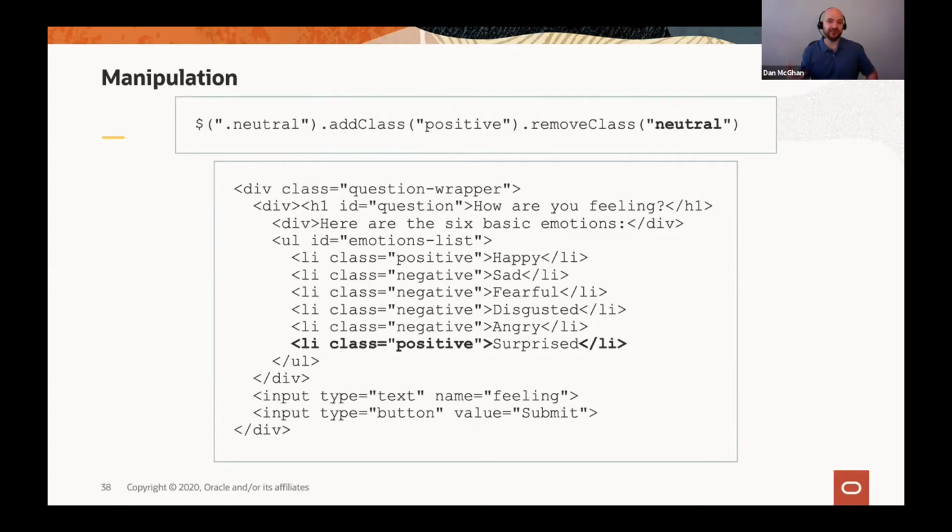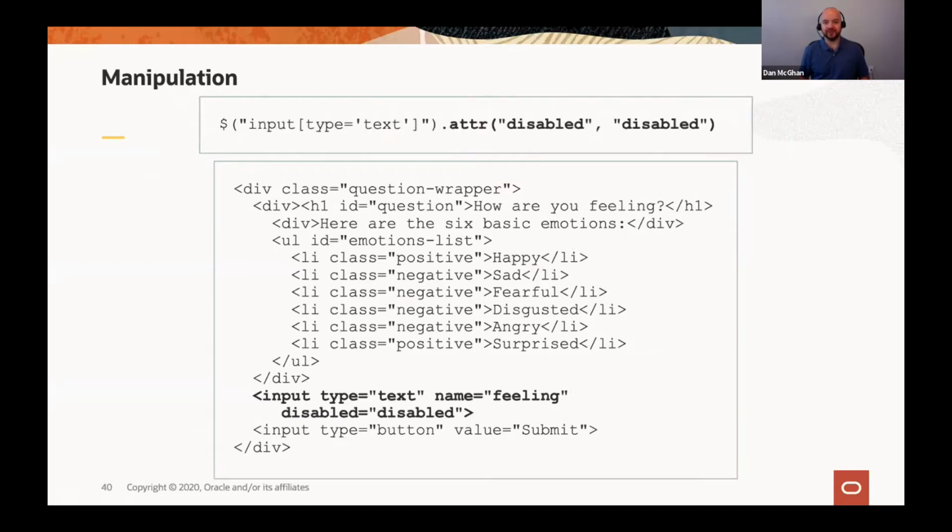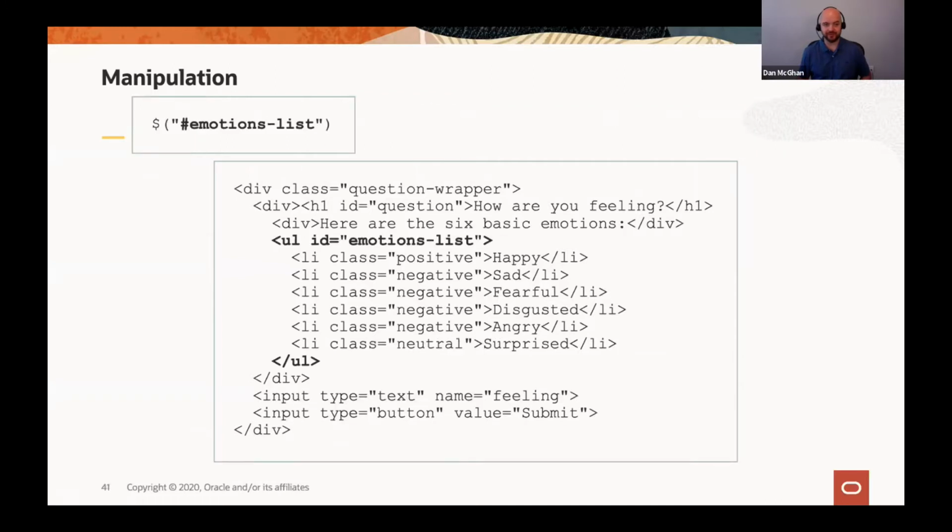And this is another one of these things that made the API really easy and fun to use, not something you're going to find in the native DOM APIs. In this case, again, it's a little bit more of an advanced selector we'll touch on in a moment, but I'm selecting the input at the top that has a type of text. And then I'm using the attr method to set disabled to disabled. And at this point, the end user would not be able to interact with that element because it would be disabled.